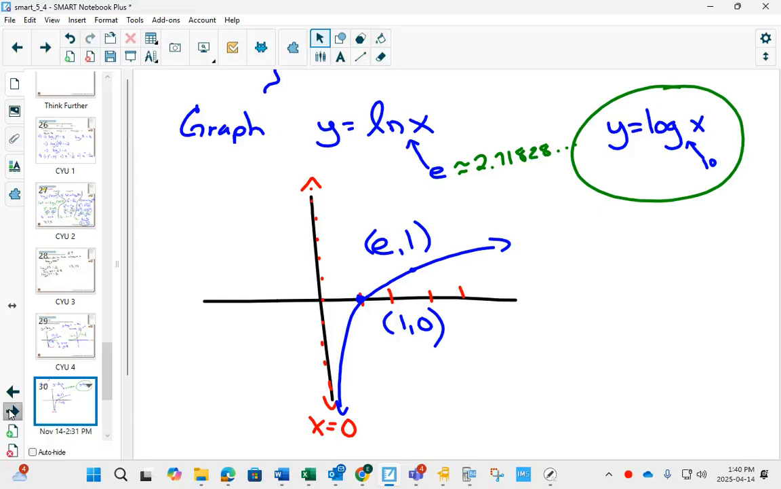All right, questions for practice for graphing are 10 and 11.